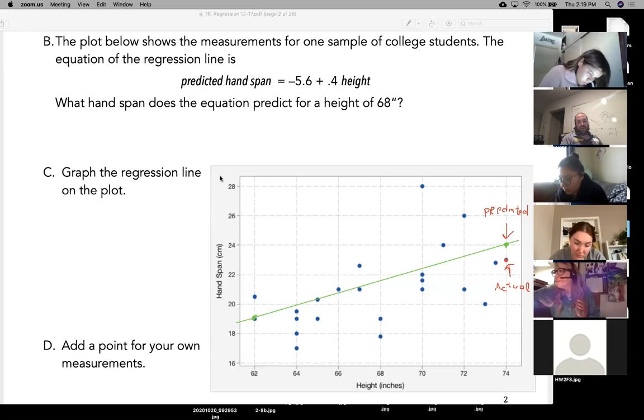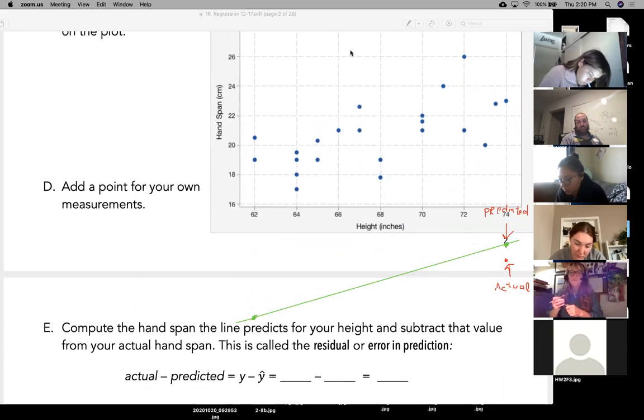So we define the residual, or the error in prediction, but I will use the term residual as actual minus predicted. We use the letter Y for actual, and we use Y with a little hat on top, Y hat, for predicted. In our case, the actual was 23. The predicted was 24. So our residual is -1.